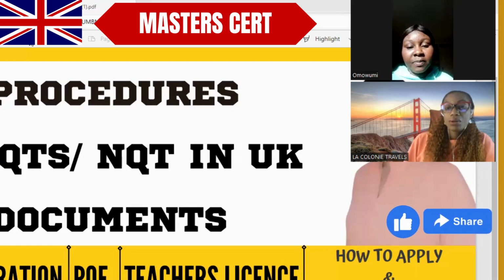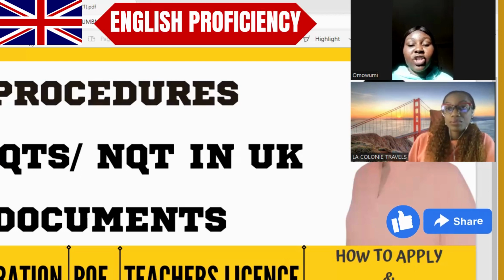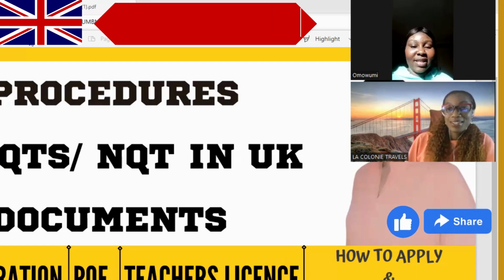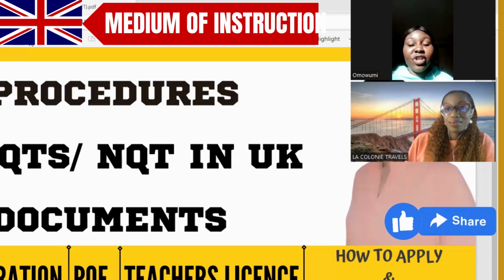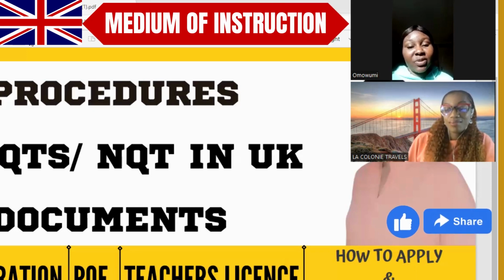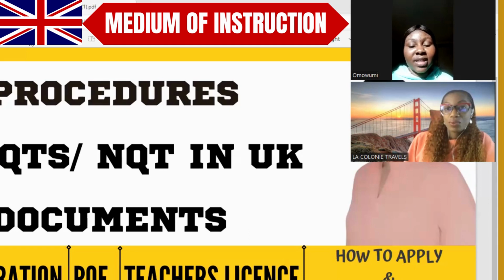So the third step is English proficiency. You need to prove that you can speak in English or you were taught in English. So if you have IELTS, that's great. You can upload that. And if you don't have IELTS, you just need to get a medium of instruction from the university you graduated from. That's what people call MOI. Yes, medium of instruction. So you upload that.